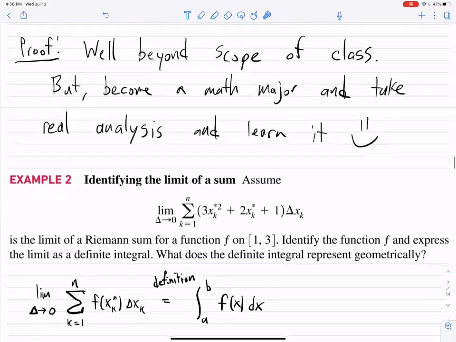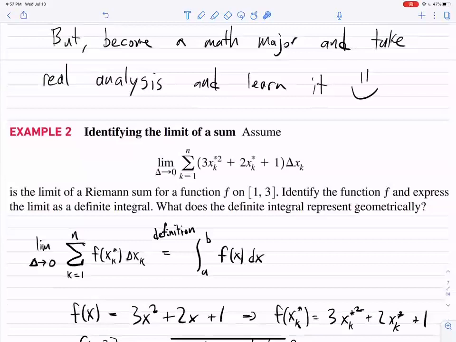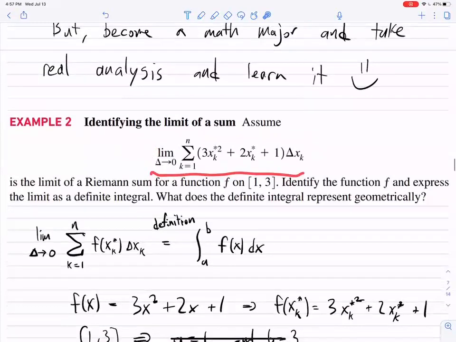Anyways, let's talk about how to identify the limit of a sum. So assume that I give you this Riemann sum, and I tell you that it represents some definite integral. It is the limit of a Riemann sum for a function f on the closed interval [1, 3]. We want to identify the function and express the limit as a definite integral. What does the definite integral represent geometrically?